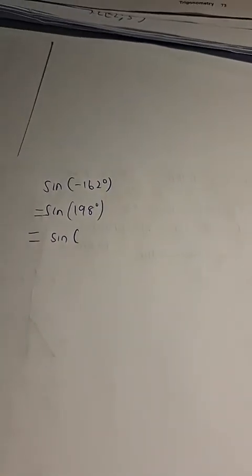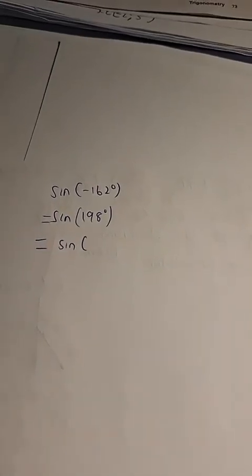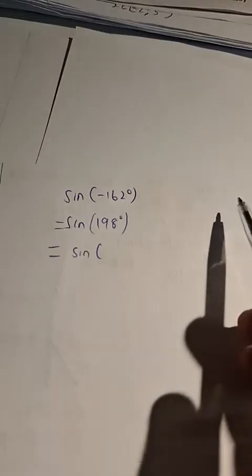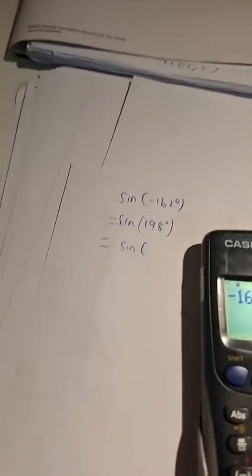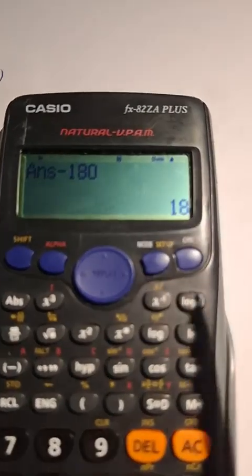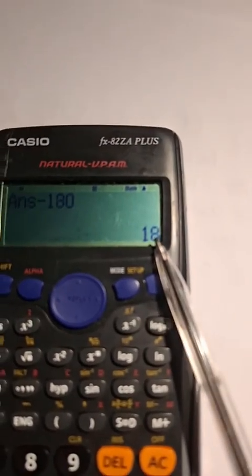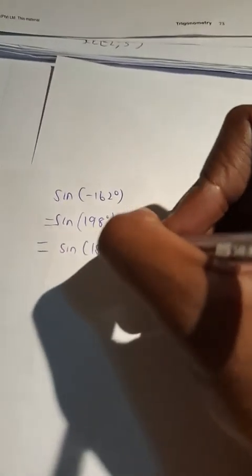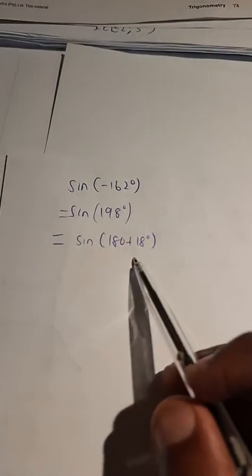We can reduce this. The question is, how do we reduce it? This is going to be an angle more than 180. 180 plus, but 180 plus what gives us 198? So we can check 198 minus 180. What does it give us? Does it give us 18 or 72? Oh yeah, look at that, it's 18. So that means 180 plus is the function value plus what? Plus 18 degrees, the acute angle that is in the diagram.